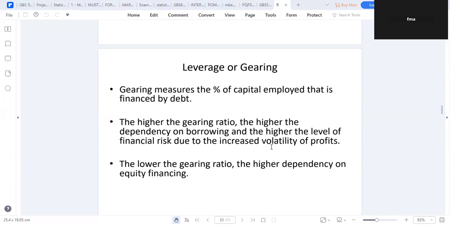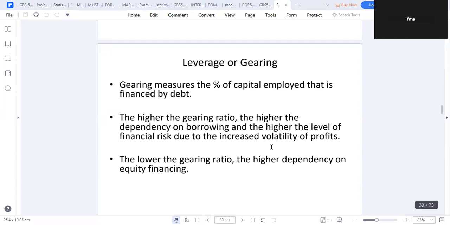Then we also have the gearing ratio. It measures the percentage of capital employed that is financed by debt. A higher gearing ratio means a higher dependence on borrowing and a higher level of financial risk. A lower gearing means a higher dependence on equity financing.